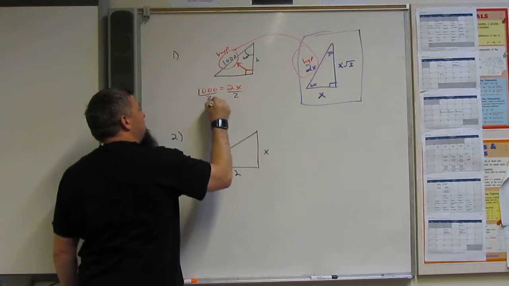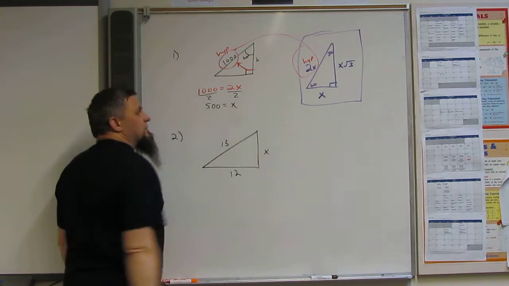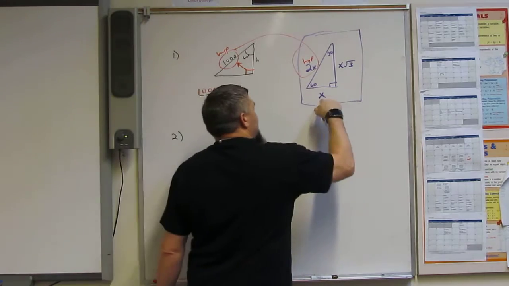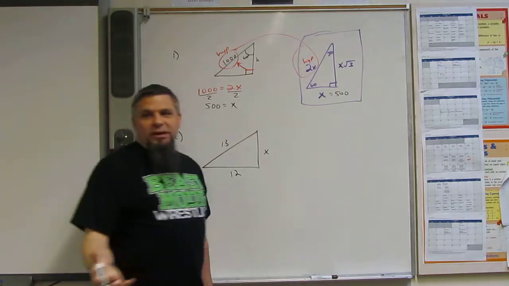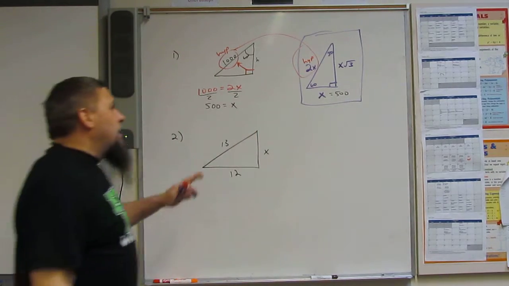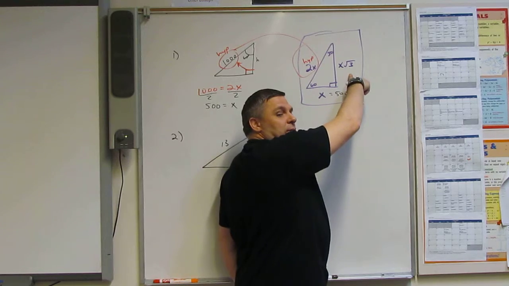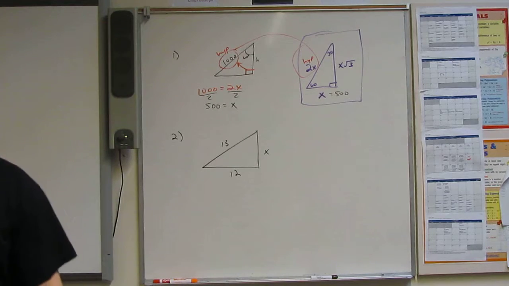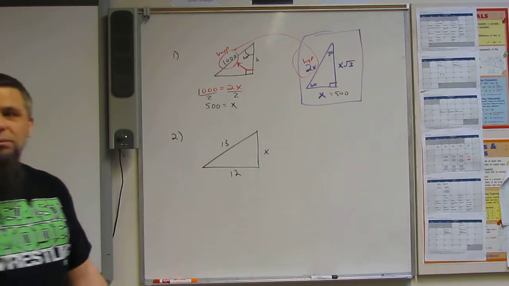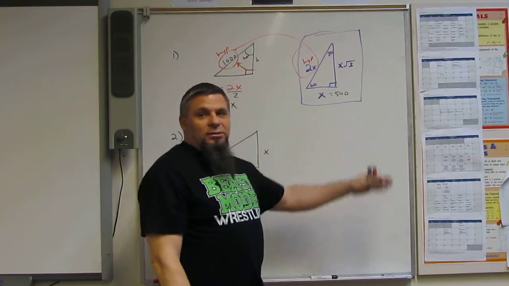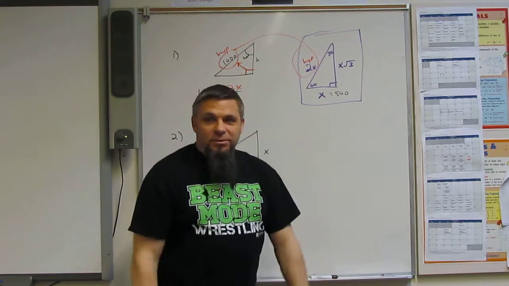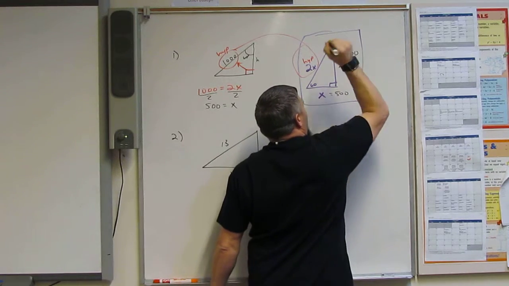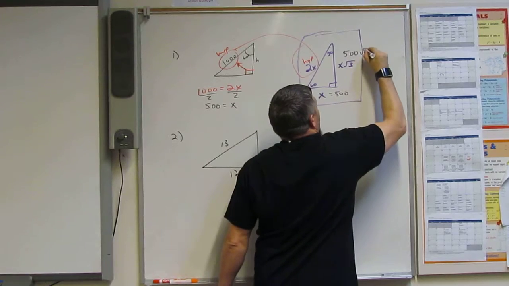Divide by 2, divide by 2. 500 equals x. What that tells me is that this equals 500. X is 500. So then I know what this is. What's this? It's x square root 3. What's x? 500. So what's this? 500 square root 3. That's it. Now I know anything and everything about this triangle, and I can answer a question.